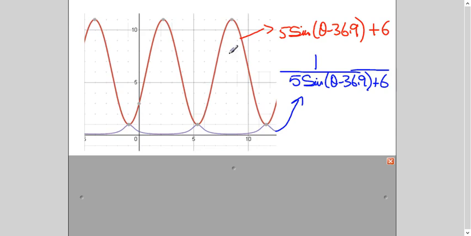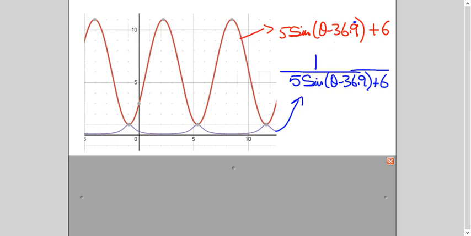So this red graph is basically representing 5 sine theta minus 36.9 degree plus 6. Okay, do not worry about what is written here. It is written in radian. If you change it into radian, you will see the values are matching. And this blue curve is representing fractional curve, right? The red one is the denominator only, and this blue one is fractional.